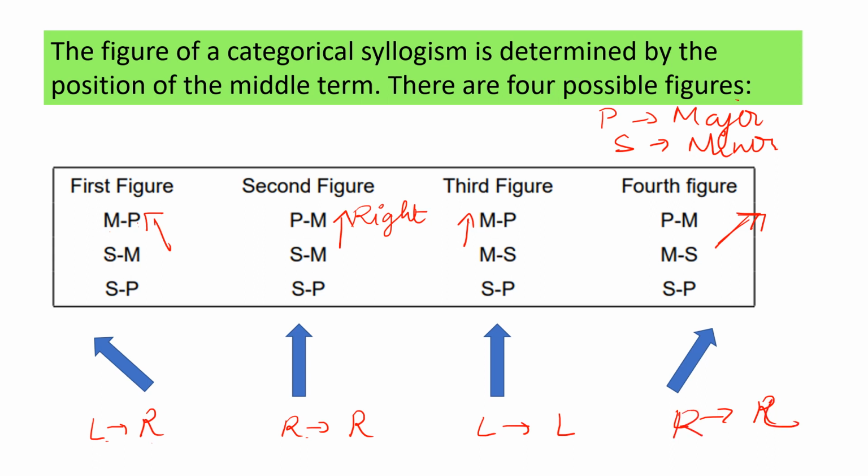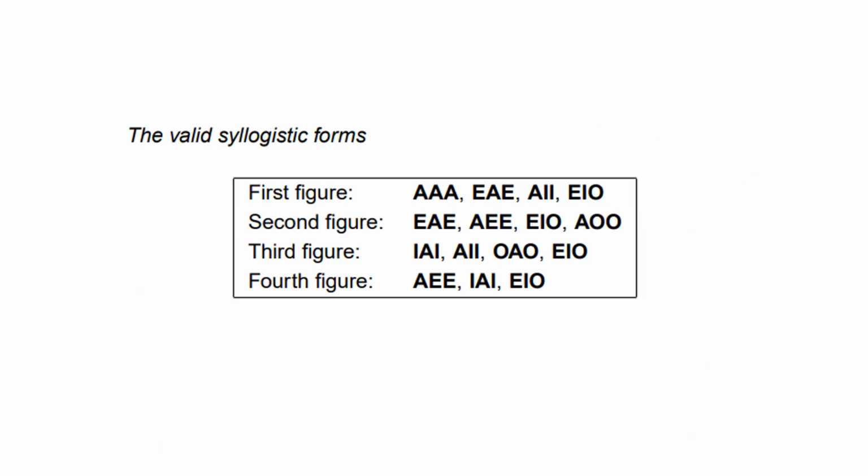So here M is at the right position and here the middle term is in the left position. So it is like this. This way is the first figure. Right hand side is the second figure. Left hand side is the third figure. And diagonally like this, it is the fourth figure. This is how you find the figure of a categorical syllogism.